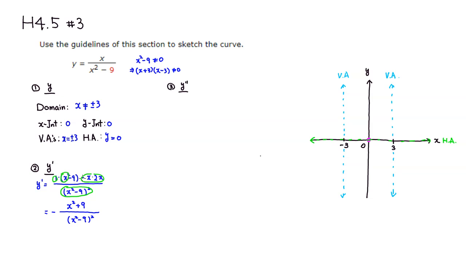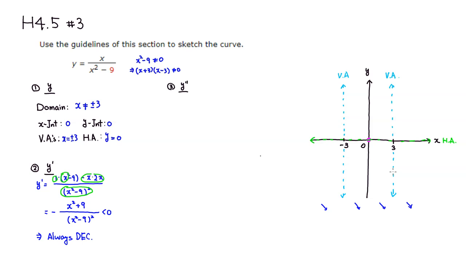You can see that the part x squared plus 9 is always non-negative, so you will never get a positive value, because this part is positive and this part turns into negative. So we know that this quantity is always negative, which tells you that the graph is always decreasing. I'm going to try to indicate that. So it's decreasing there, and there, and there, and there. We got that.